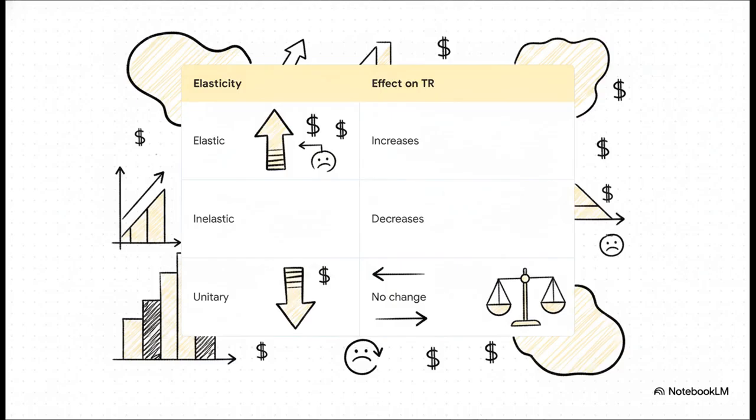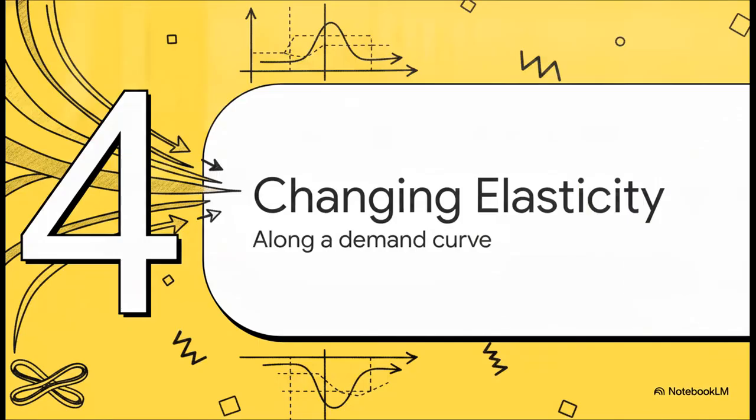If your demand is elastic, meaning the coefficient is strictly greater than 1, dropping your prices will actually increase your total revenue. But if your demand is inelastic, so less than 1, dropping prices actually hurts your bottom line. Ouch! And if it's perfectly unitary elastic, exactly 1, changing the price results in absolutely zero change to your total revenue. Now for a big one.